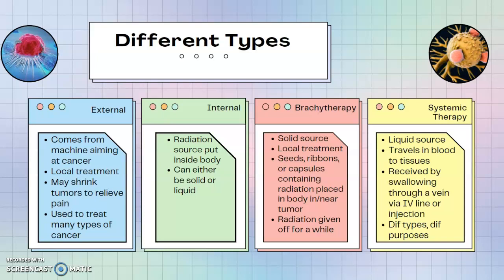Depending on what the radiation source specifically is for systemic therapy, it can serve different purposes. Like radioactive iodine can be used to treat thyroid cancer, radionuclide therapy for advanced prostate cancer, and radiopharmaceuticals to treat the pain from cancer spreading to the bone.